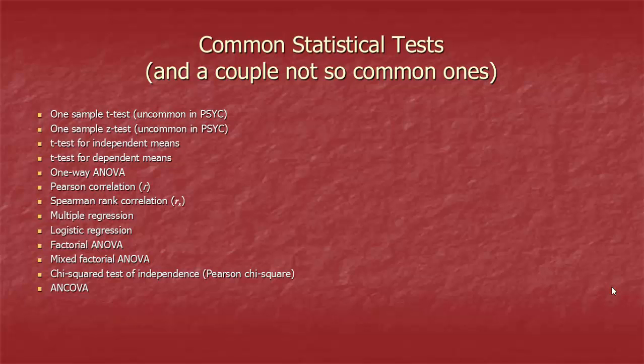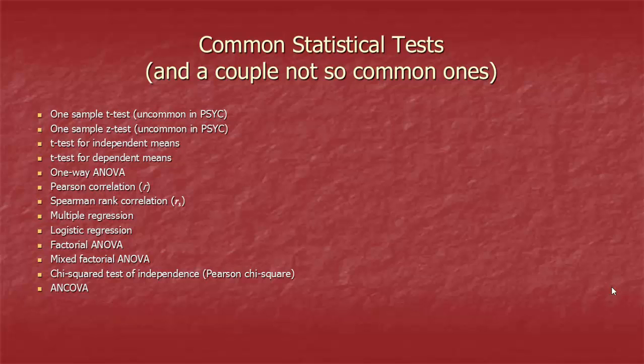There's also logistic regression, which is really not going to come up in this class. Logistic regression could be used when you have a continuous predictor and a categorical outcome variable or dependent variable.